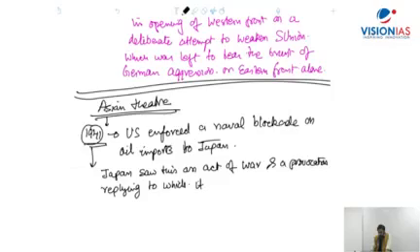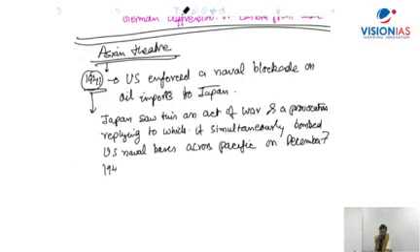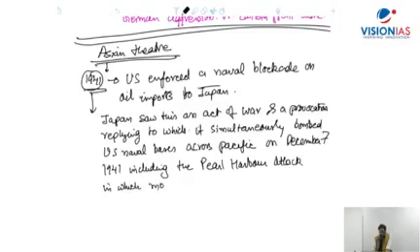it simultaneously bombed US naval bases across the Pacific on December 7th, 1941, including the Pearl Harbor attack, in which more than 1,500 US soldiers and civilians were killed.